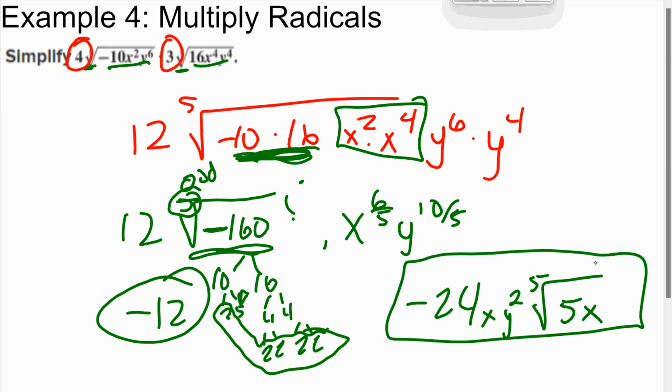Done. Now this is odd, so we're okay. If it's even, then we have to use absolute value bars. But since this is odd, we don't have to use absolute value bars.